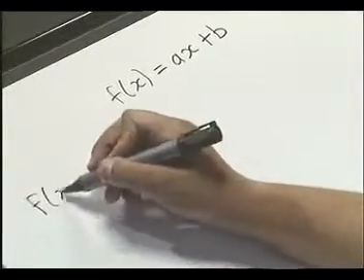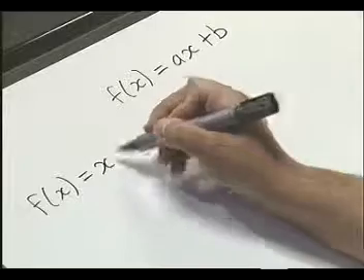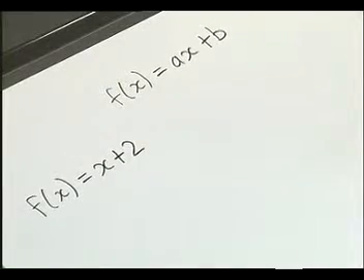Now, what do you think would happen if we varied a? Well, let's have a look at a few examples. Now, because we're looking at the graphs of linear functions, that means we're going to be looking at straight lines. And to plot a straight line, we only need 2 points. However, we often choose 3 points, because the third point is a good check to make sure we haven't made a mistake. So let's have a look at f of x equals x plus 2.